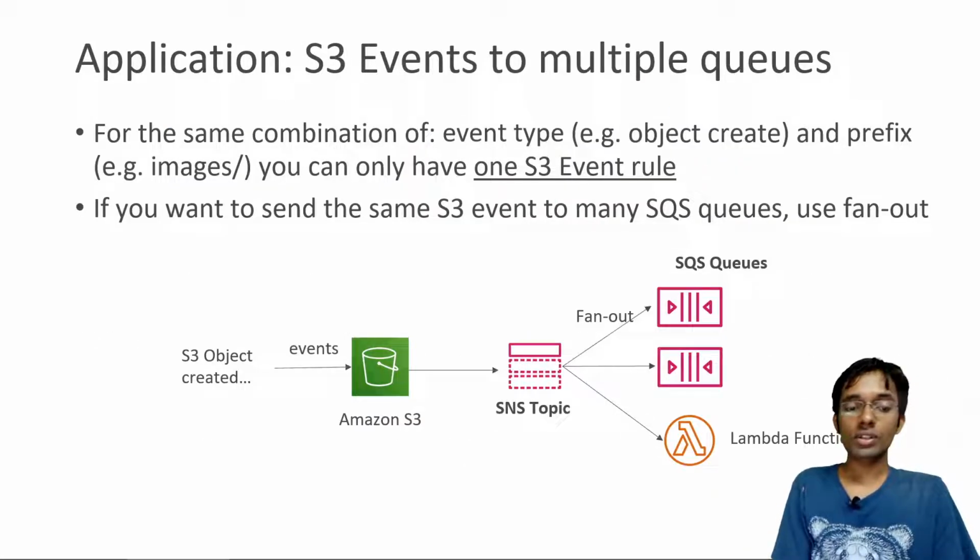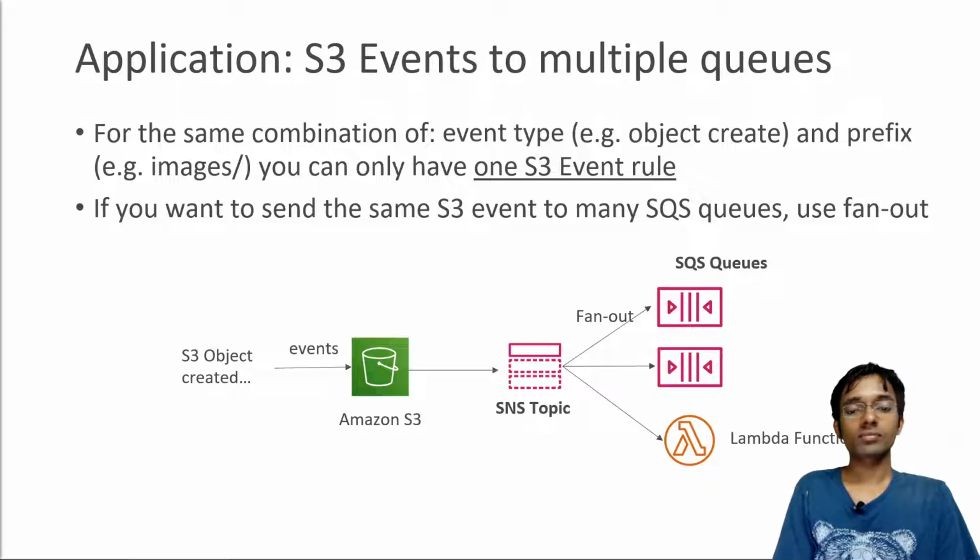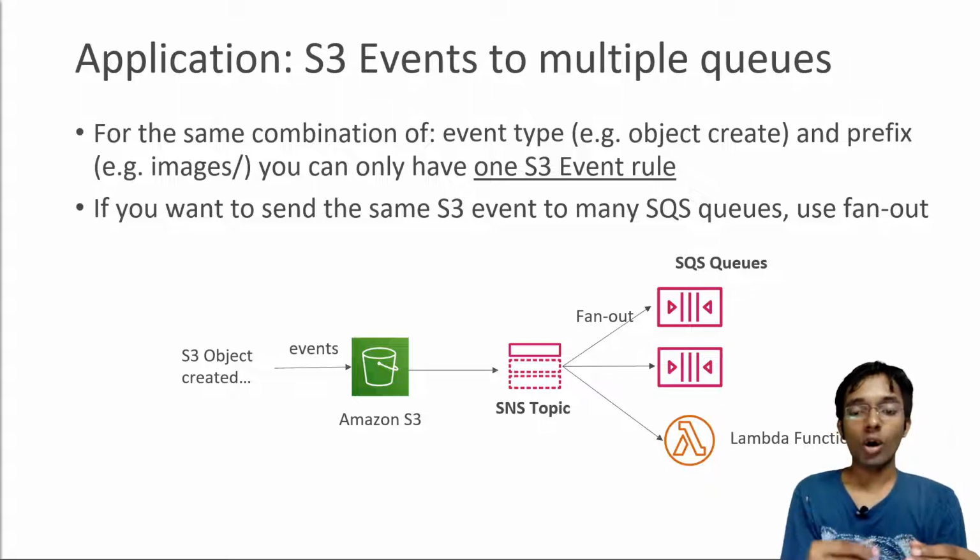So next, how do we use this pattern for other purposes? For example, S3 events into multiple queues. There is a limitation of S3 event rules: for a combination of event type, for example an object being created, and a prefix, for example images forward slash, you can only have one S3 event rule. But what if you want to send the same S3 event notification to multiple SQS queues? In that case, you would use the fan out pattern.